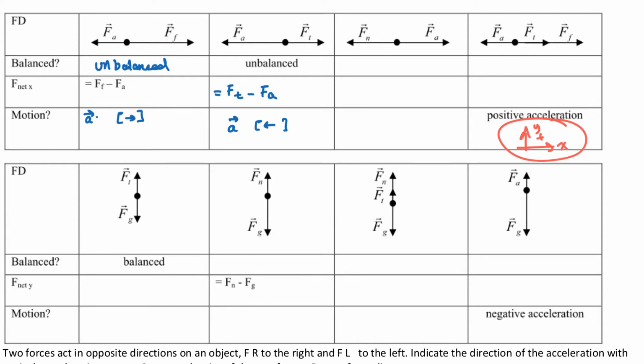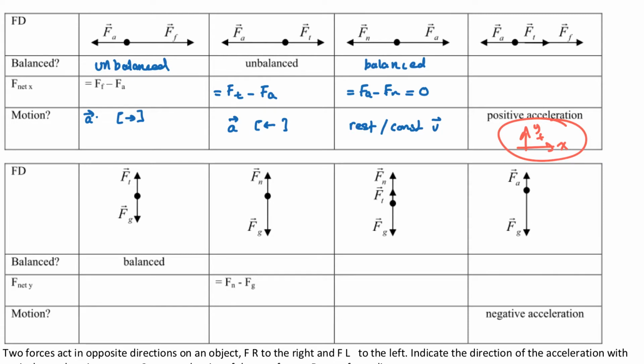For the next one, these two forces, we can see that they are the same, so they're balanced. The net x force is going to equal the force going to the right minus the one to the left. And since they're the same magnitude or balanced, it's going to equal 0. And the motion, whenever there is no net force acting in a certain direction, it's either at rest or constant velocity.